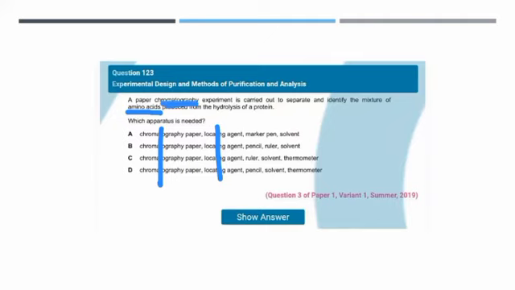And then what else do we need? Can we use a marker pen? No, because we discussed that the ink is going to dissolve in the solvent. We can use a pencil. Yes. Do we need a ruler for the baseline? Yes. Do we need a solvent? Yes. Do we need a thermometer? No. Why do we need a thermometer? We don't need to measure the temperature in chromatography. So the answer is B.